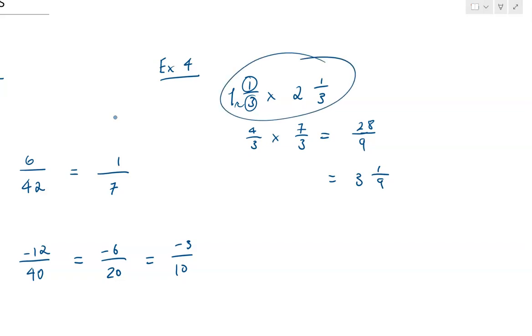That wouldn't have worked if I multiplied 1 by 2 and then 1/3 by 1/3. It would have given me the wrong answer. It would have given me 2, right? Because 2 times 1 is 2, and then a third times a third is 1 on 9. So it would have been wrong. So make sure we change it to improper fractions, times through, and then convert back to a mixed numeral.